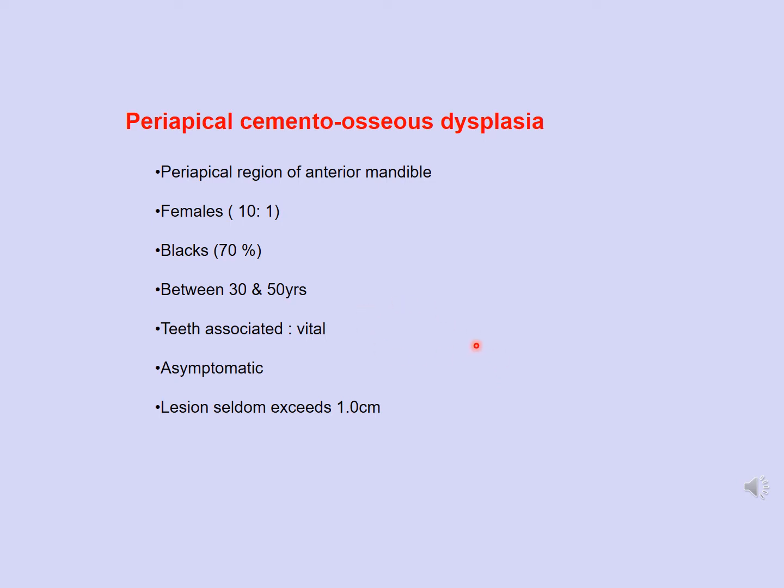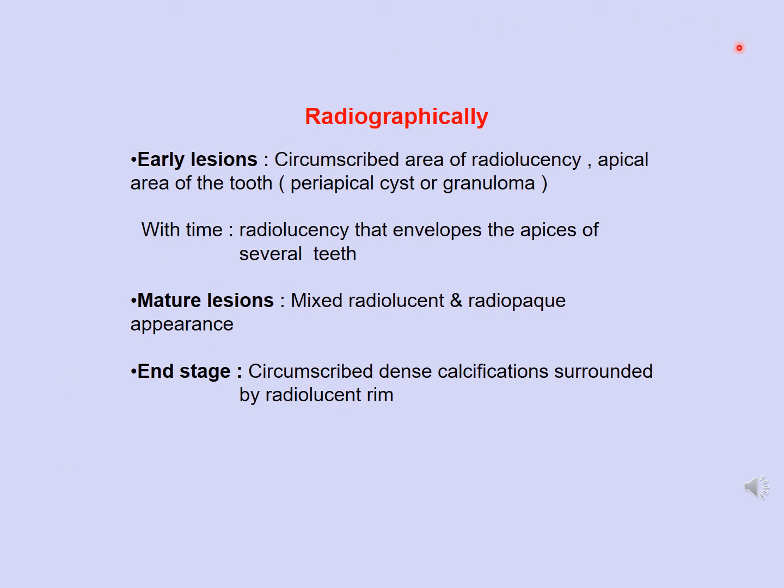All those teeth, when you check the vitality, will be vital, but the periapical bone will show this fibro-osseous change. So when this fibro-osseous change is taking place, the bone will show radiographic changes, which I will explain moving forward. These patients are generally asymptomatic, so there's no complaint as such, and these lesions seldom exceed more than 1 centimeter in size. Okay, so radiographically, there are three stages, right?